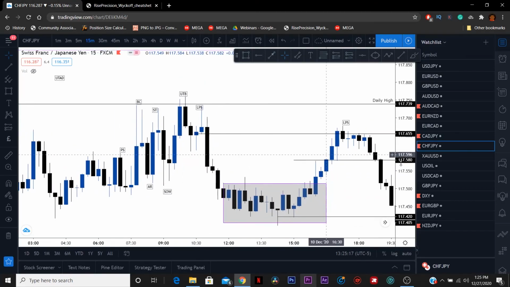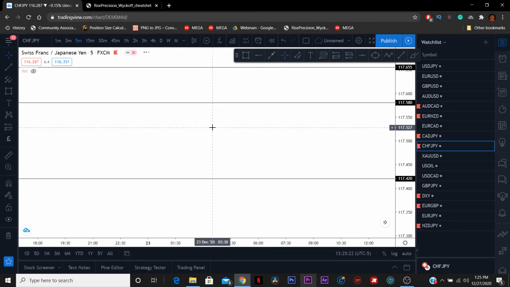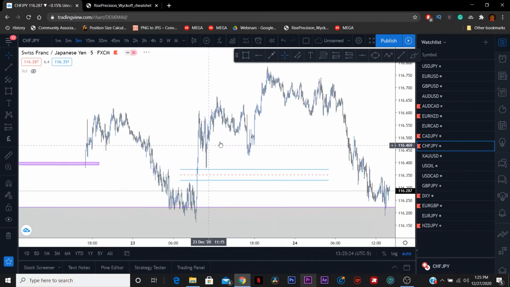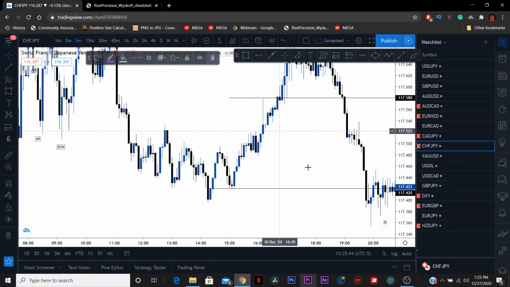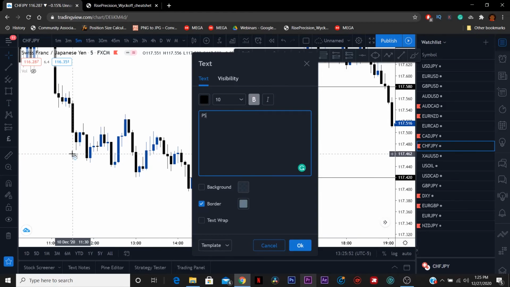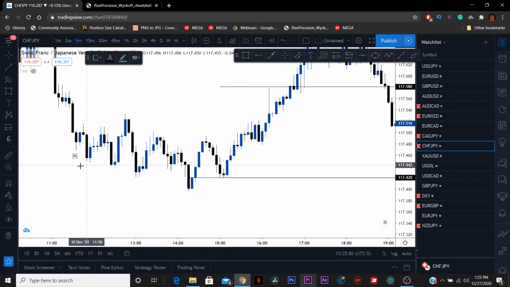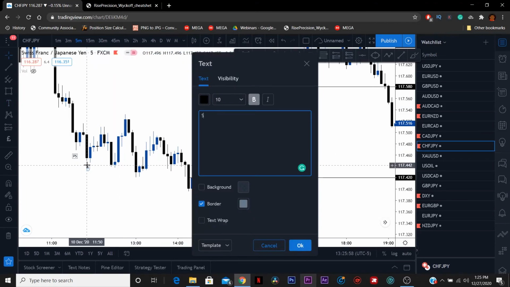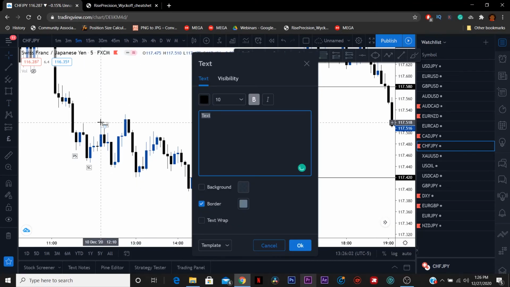So we had an accumulation inside of here. Now we're going to go over inside the gray box. Okay, we have our primary supply here. This is our selling climax, automatic rally.